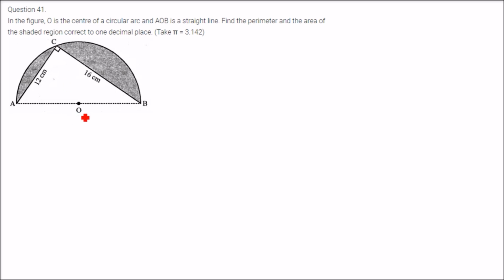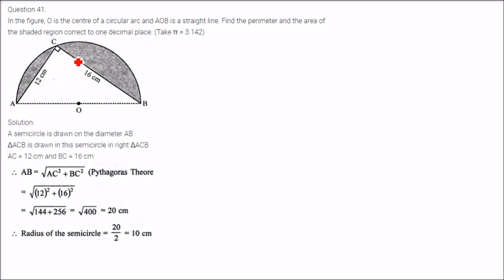Next, in this figure, O is the center of the circular arc. So this is the center. AOB is a straight line. Find the perimeter and area of the shaded region correct to 1 decimal place. So first we'll try to find out the area. The area will be what? This is 12 and this is 16. So we need the area of the semicircle minus the area of the triangle. This we have to do.